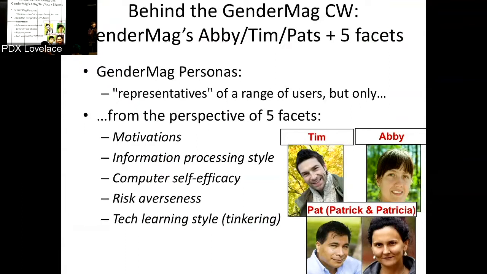Okay, and the 5 cognitive facets that make up these personas are motivations. So this is not amount of motivation, this is reasons why somebody is using the software. Their information processing style, their computer self-efficacy, their risk aversion, and their learning style and learning new technologies.